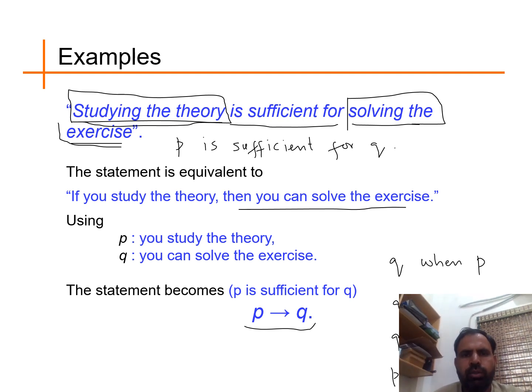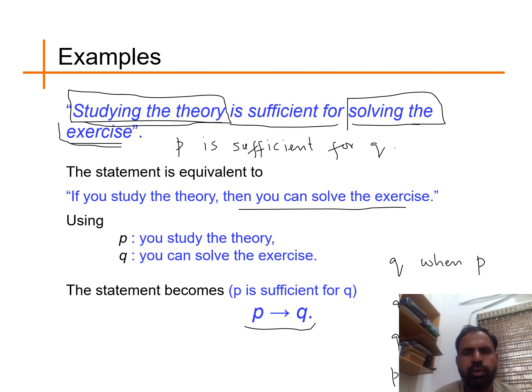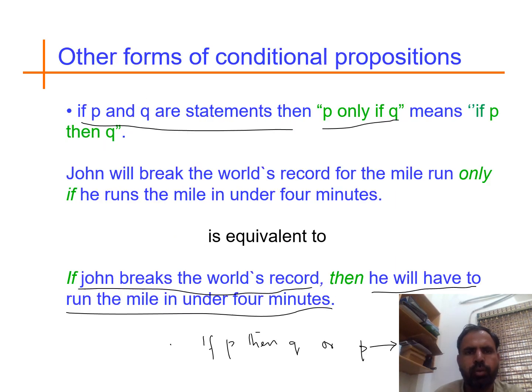Studying the theory is sufficient for solving the exercise. So if you study the theory, you can solve the exercise. So the statement becomes, P is sufficient for Q, so P implies Q. Other forms of conditionals: if P and Q are statements, then P only if Q means if P then Q. John will break the world's record for the mile run only if he runs the mile in under 4 minutes, is equivalent to, if John breaks the world's record, then he will have run the mile under 4 minutes. So if P then Q.